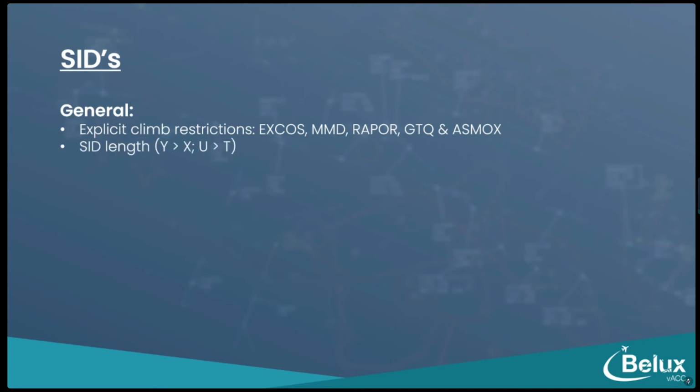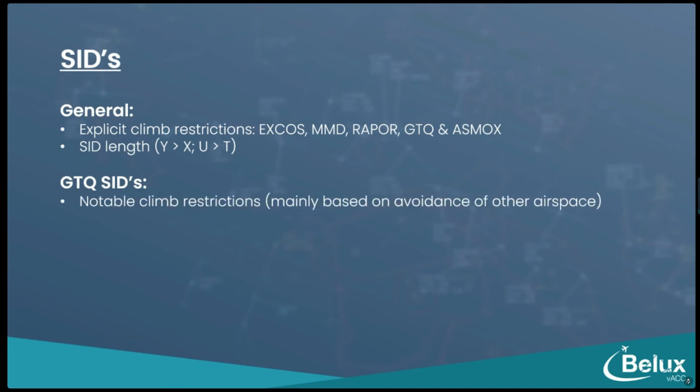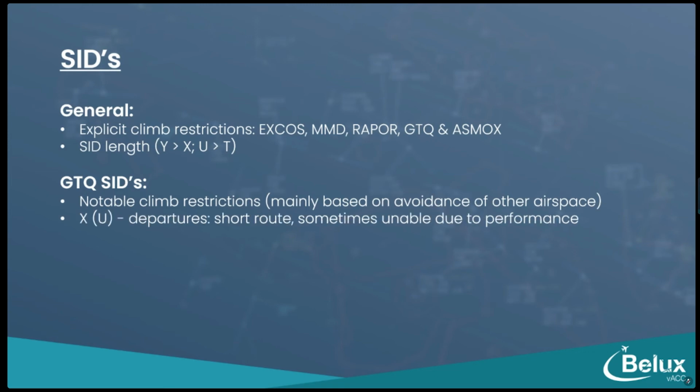The SID length is also something that varies. The Yankee departures are longer than the X-ray departures, and the Uniform departures are longer than the Tango departures. For Grotonquin SIDs, there are notable climb restrictions, and they are mainly based on avoidance of other airspace. Like the Lorraine TMA I talked about before. There's also some military airspace at the border with Germany, and the climb restrictions are mainly in place for that.